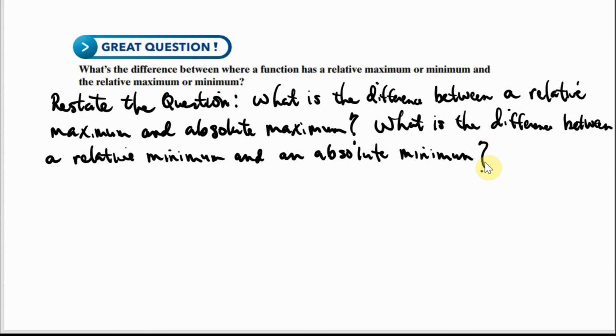That's talking about just some little neighborhood. Is there a minimum or maximum? We compare that to the entire interval, not just some local interval, but the entire interval. Is there a max or minimum? Let me give you an example, and then I'll move on.